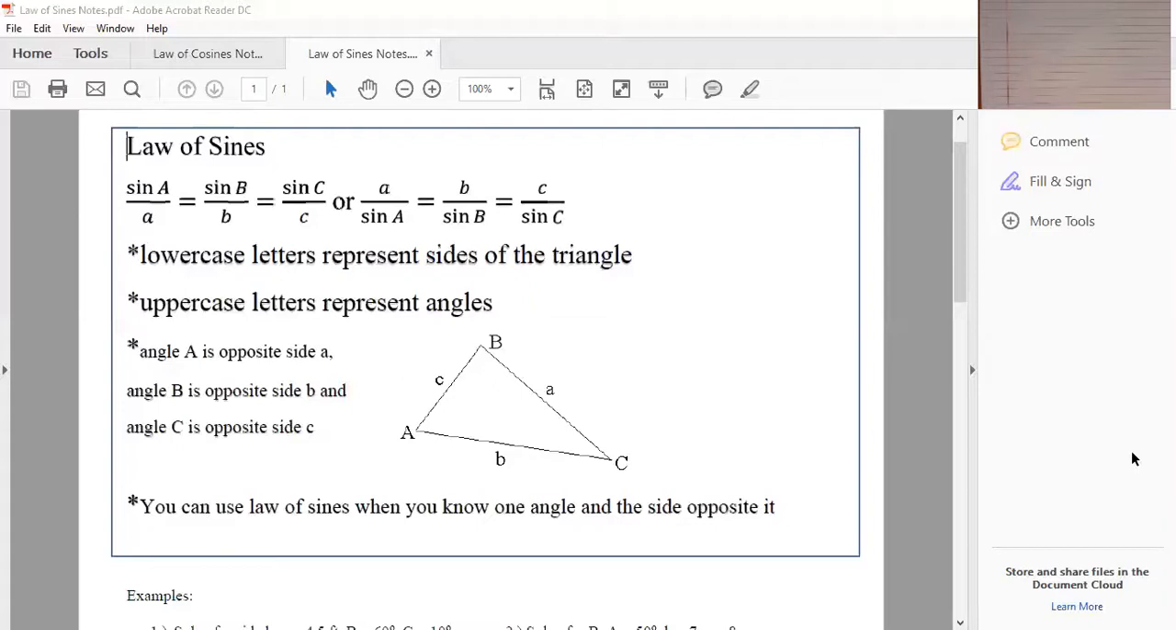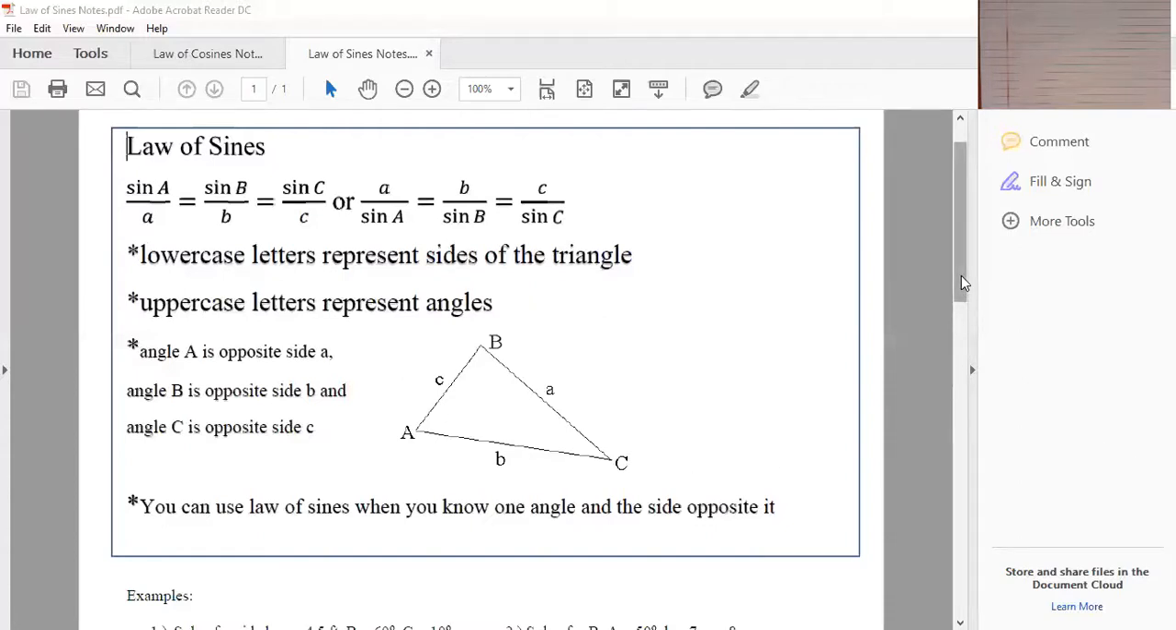And then it also tells you, and it draws a picture there, that angle A is always opposite side A. So angle A or capital A is always across from the lowercase a. Angle B, capital B, is always opposite or across from side B. Same thing, angle C is always across or opposite from side C.